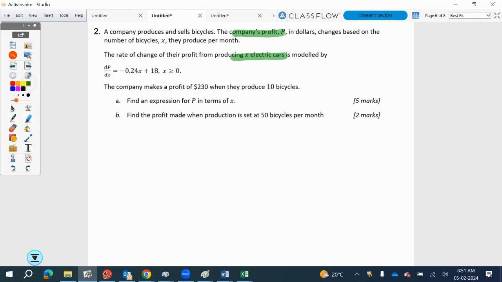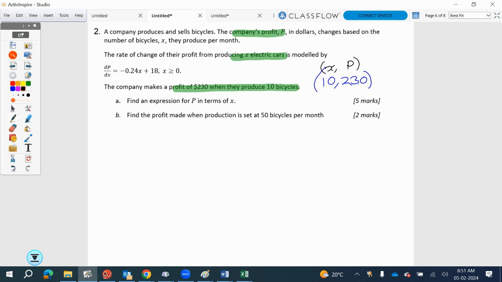So notice here at this point, this means that there is a point (10, 230). This 230 here is a P. This is an x. The company makes a profit. P is the profit. This is the derivative. Find an expression for P in terms of x.